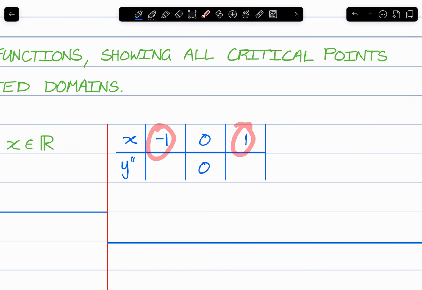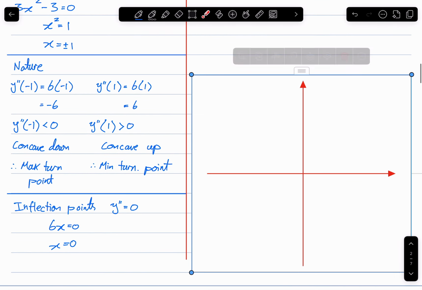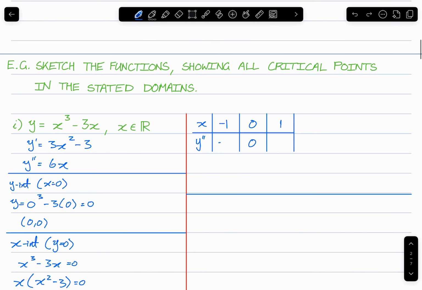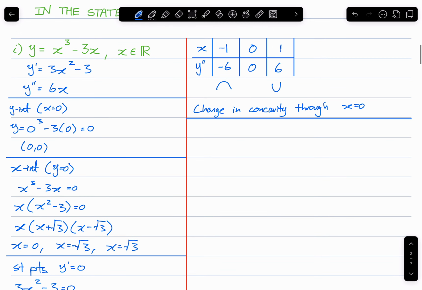Amazingly, we already know what these two values are. We've just substituted them here into the second derivative. See? So we get -6 and 6. This is concave down, and this is concave up. So we can see that there's a change in concavity through x equals 0. So we can say that that is definitely a point of inflection.